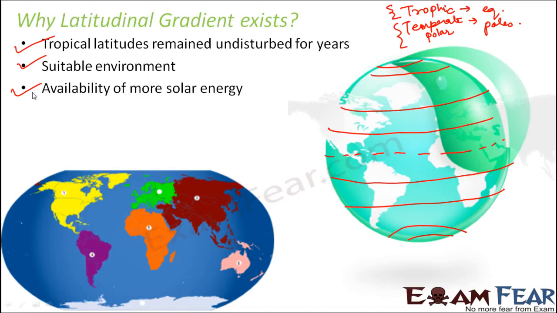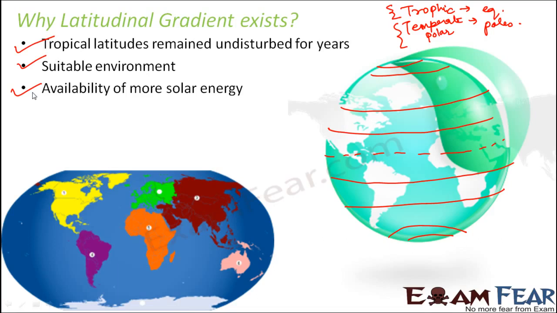So what do we understand from this entire concept of latitudinal diversity gradient? That the diversity of organisms decreases as we move from equator to poles, and that is why the tropical areas are more diverse. They have more diversity as compared to the polar areas.